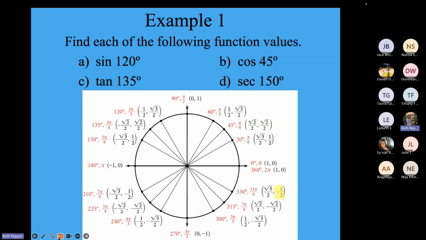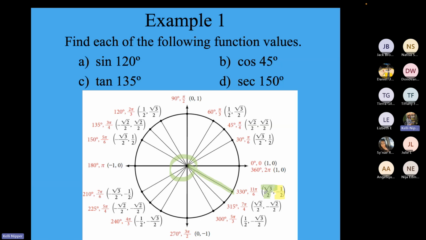If I wanted the cosine of 330 degrees, I'm going to trace it all the way out to 330. The cosine is going to be right here. And then if I wanted the secant, I would flip that over, +2 over square root of 3, okay? Keeps the positiveness, and it flips over. I do have to rationalize the denominator, so I'd get 2 square root of 3 over 3, okay?